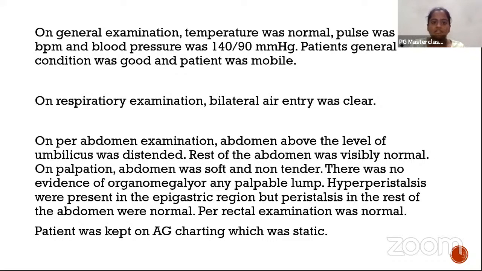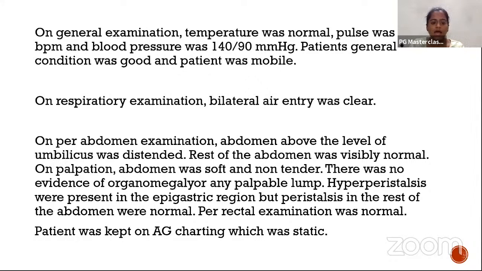On general examination, temperature of the patient was normal, pulse was 90 beats per minute, and blood pressure was 140 by 90 millimeters of mercury. Patient's general condition was good and patient was mobile. On respiratory examination, bilateral air entry was present and was clear. On per abdomen examination, abdomen above the level of umbilicus was distended. Rest of the abdomen was visibly normal.